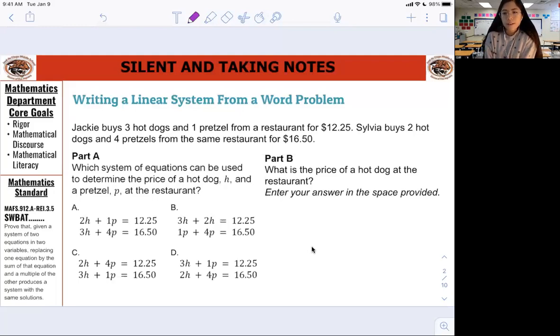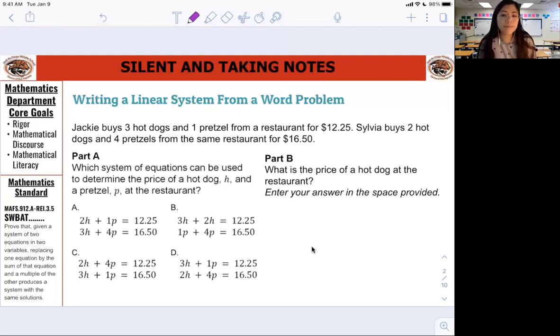Who can start us off? I'll read. Go ahead, Allison. Kentucky buys 3 hot dogs and 1 pretzel from a restaurant for $12.25. Silva buys 2 hot dogs and 4 pretzels from the same restaurant for $16.50. Awesome.